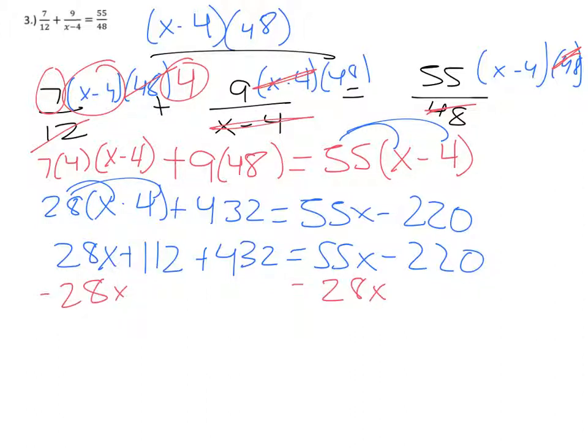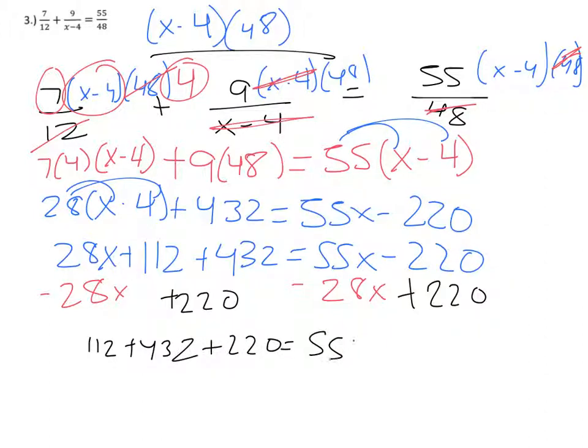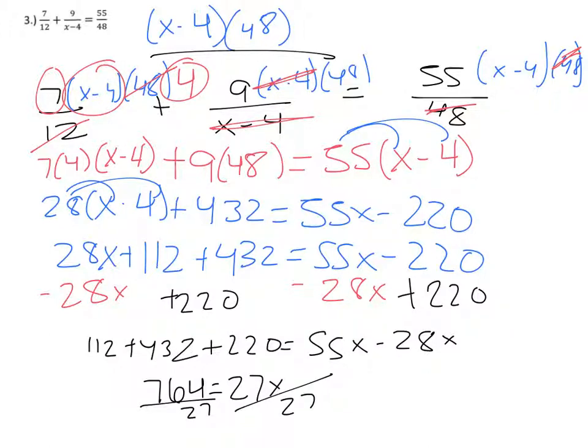Now I'm going to get my x's to one side by subtracting 28x. I'm going to get my numbers to the other side by adding 220. So on the left-hand side, I have 112 plus 432 plus 220. And on the right, I have 55x minus 28x. So 112 plus 432 plus 220 is going to give me 764. And then 55x minus 28x is going to give me 27x. And then I'm just going to divide both sides by that 27 to get the x by itself. So 764 divided by 27 is actually going to give me a decimal. So we end up with 28.30 approximately.